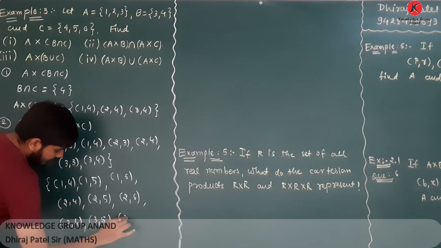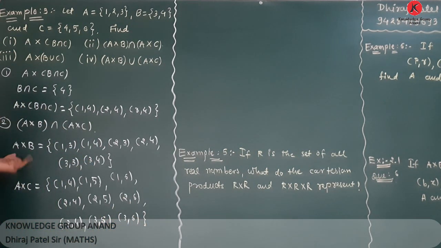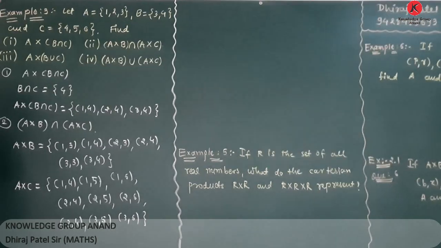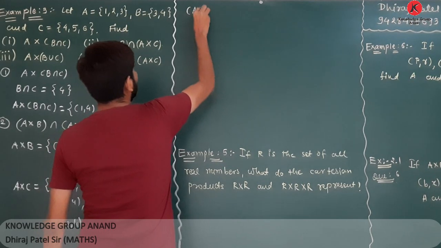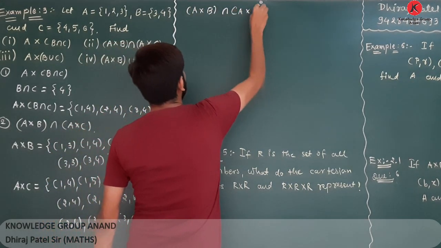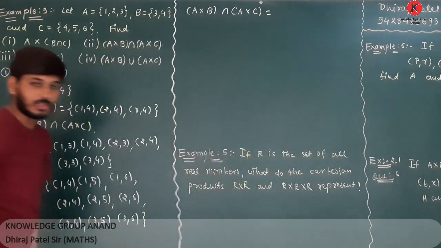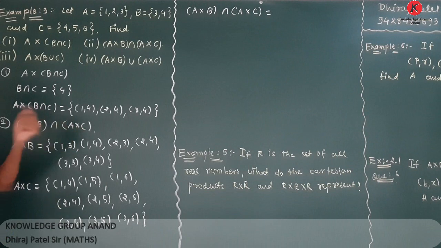Okay, now see here, A cross B is ready, A cross C is ready. Now find out the intersection of these two sets. This one is a set, this one is also a set. Now find out the intersection of A cross B and A cross C. What do you mean by intersection? We know it is the common elements in A cross B as well as in A cross C.